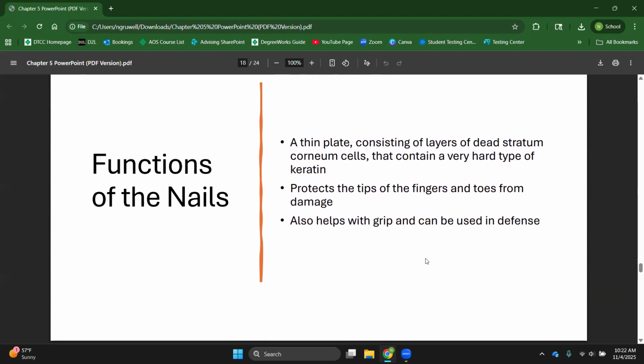Our next accessory structure that we'll talk about is the nails. And so the nail is really a thin plate of specialized stratum corneum cells. And so the cells themselves are just like our other stratum corneum cells. It's the special extra protective and hard type of keratin that fills them that makes them our nails. And so, of course, this protects the tips of our fingers and toes. And it also, of course, can be used in defense for protection, and it does help us with grip as well. You can dig your nails in.